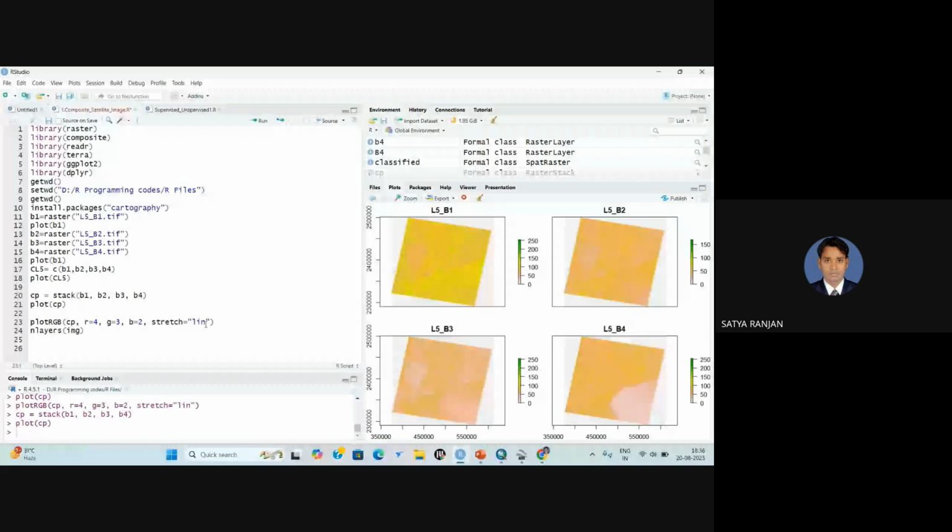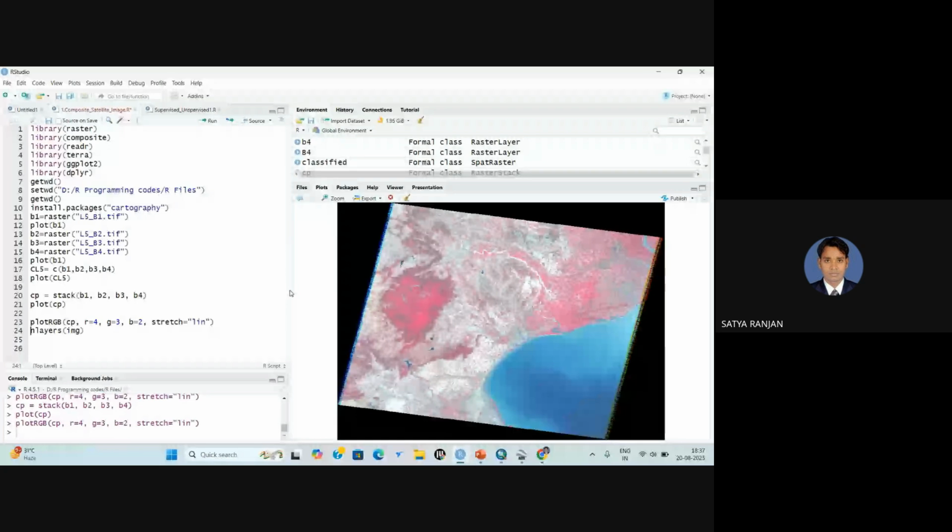So this is the linear stretching, lin. Suppose this is the layer stacking of all the four bands of the LISS-4 satellite image. Then after compositing it, just giving the result. So this is the resultant of contrast stretch.